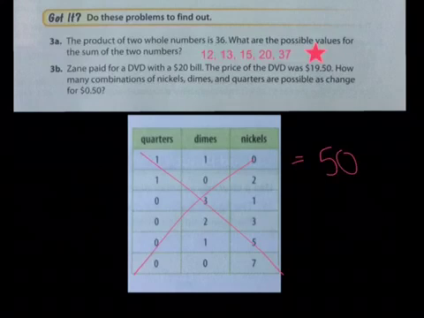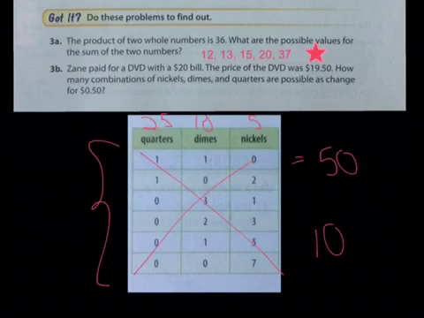Don't forget that nickels are 5 cents, dimes are 10 cents, and quarters are 25 cents. Okay, so find every possible combination. There are 10 possible combinations. Okay, so don't quit until you get all 10.